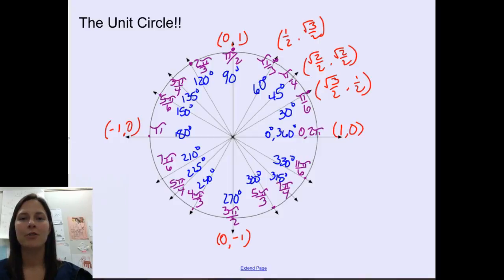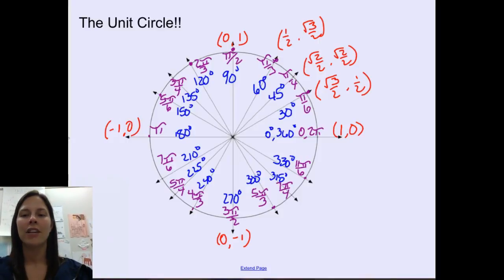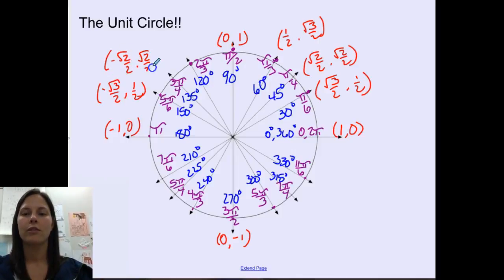And the last thing we need to do is get those ordered pairs in the second, third, and fourth quadrants. And that's simply a matter of changing the sign. In the second quadrant, those x values are negative. Make sure you reflect it like a mirror image. So the one closest to the x-axis is negative root 3 over 2, 1/2. And then we would have negative root 2 over 2, positive root 2 over 2. And the one closer to the y-axis is negative 1/2, root 3 over 2.